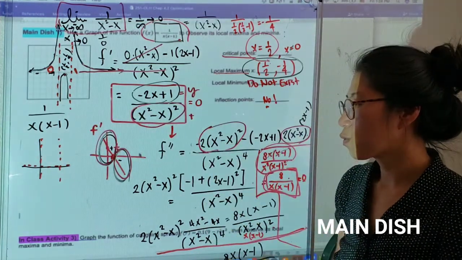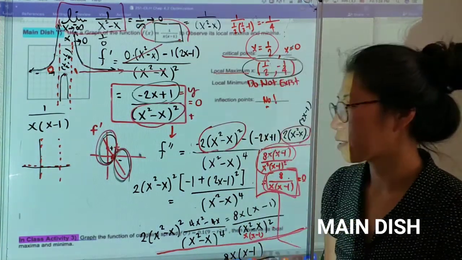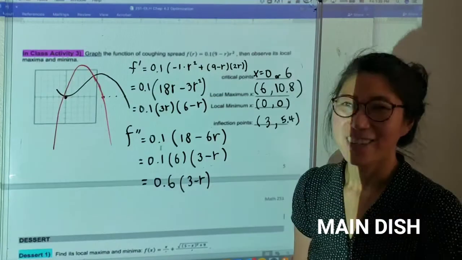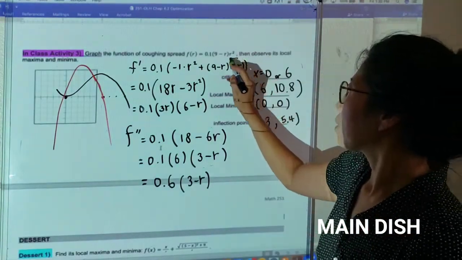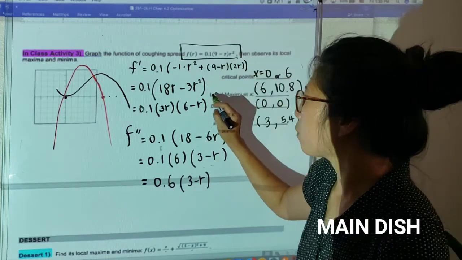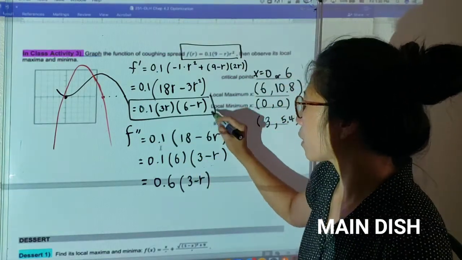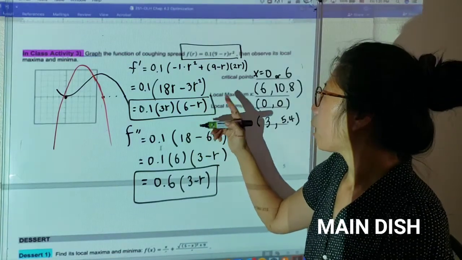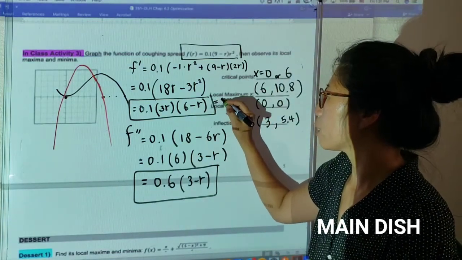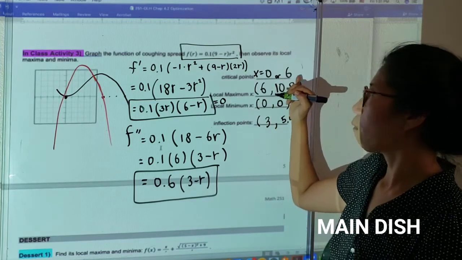Okay, there's one more question, and then I want to try the in class activities and compare. Okay, let's look at in class activity 3. So from this function, I took the first derivative and then the second derivative. So look carefully. For the first derivative, I want to find the critical points. So set it equal to 0. So I get 0 or 6.